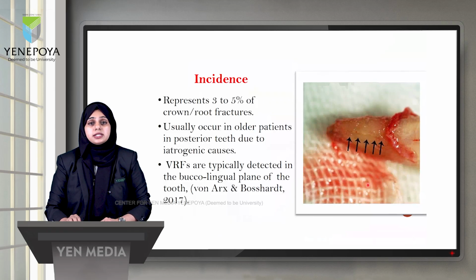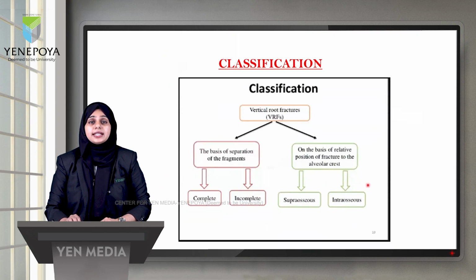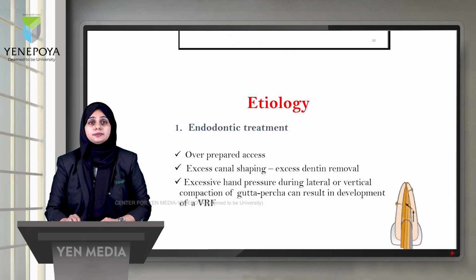Incidence. The occurrence is around 3 to 5%. Usually, it is seen in older patients in the posterior teeth, age group above 40 years. Vertical root fractures are commonly detected in the buccolingual plane and are less common in the mesiodistal plane. Classifications. Vertical root fractures are classified based on the separation of the fragments as complete and incomplete. Based on the relative position of the fracture to the alveolar crest, they are classified as supraosseous and intraosseous.